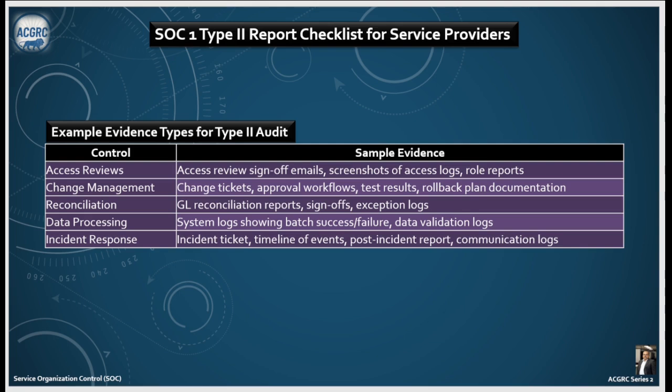Let's look at some sample evidence types for Type 2 audits. Access reviews, sign-off emails, screenshots, access logs, role reports. This would be part of the evidence that would generally be checked by the auditor under the access review control. Under change management, they will look at change tickets, approval workflows, test results, rollback plan, documentation. They will look at samples of changes in different categories if you have different categories of change records.